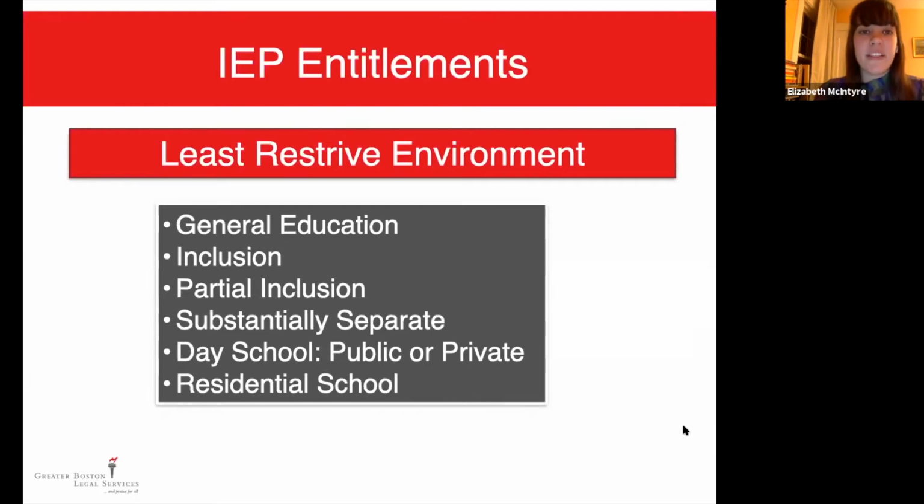So I'm going to pause because we're now briefly going to touch on 504 plans and the difference between an IEP and a 504 plan.